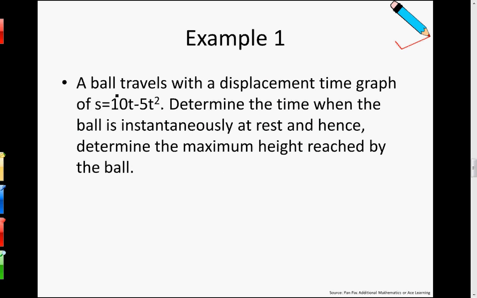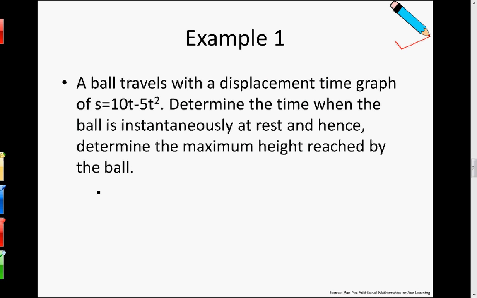A ball travels with a displacement-time graph of s equals 10t minus 5t squared. Determine the time when the ball is instantaneously at rest, and hence determine the maximum height reached by the ball. This applies certain concepts that we have learned before, so I'll piece the puzzle together for you in this example.